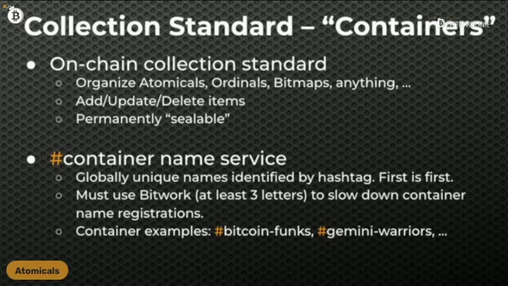They're going to need to spend significant CPU time, at least 3 letters per mint to claim a name. And they have to be the first, of course, to do it and pay the on-chain transaction fee. Examples would be like Bitcoin Funks or Gemini Warriors. It can be any name up to 64 characters long, as long as it doesn't include things like emojis and all that. But any readable container name is up for grabs. First is first. Okay, that's how the container name service works.